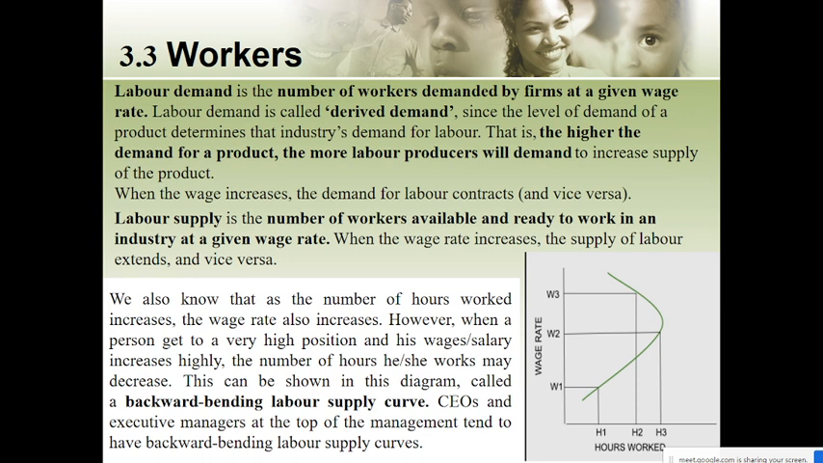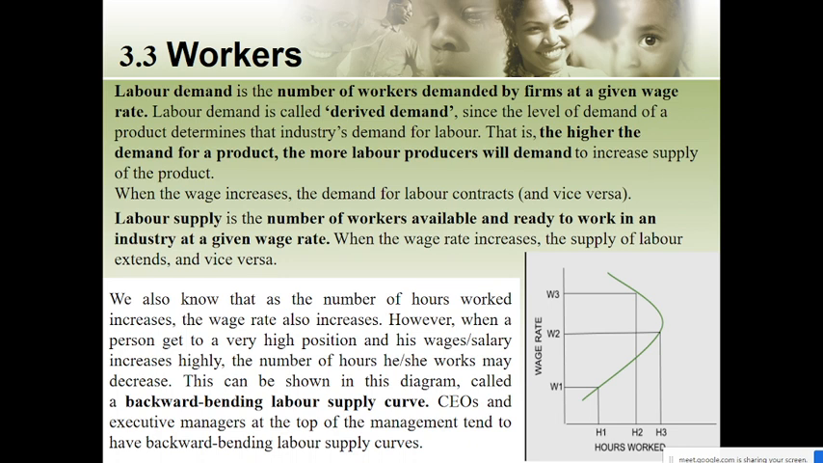More people would love to go for a job if the wages increase. Okay, the supply of workers will also increase. Are you getting my point? Okay, the next is labor supply. Labor supply is the number of workers available and ready to work in an industry at a given wage rate. When the wage rate increases, the supply of labor extends. Got it? The supply of labor extends, and vice versa.